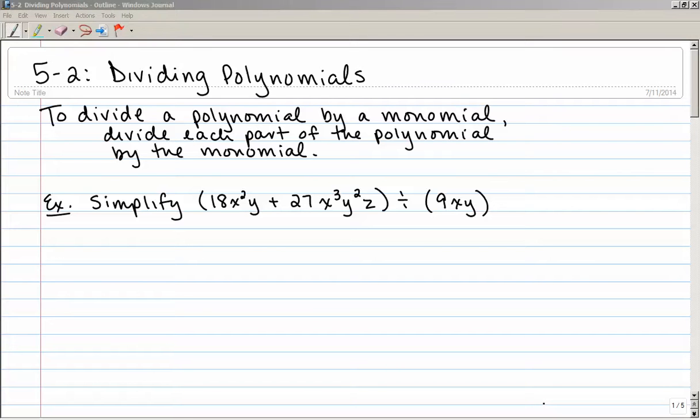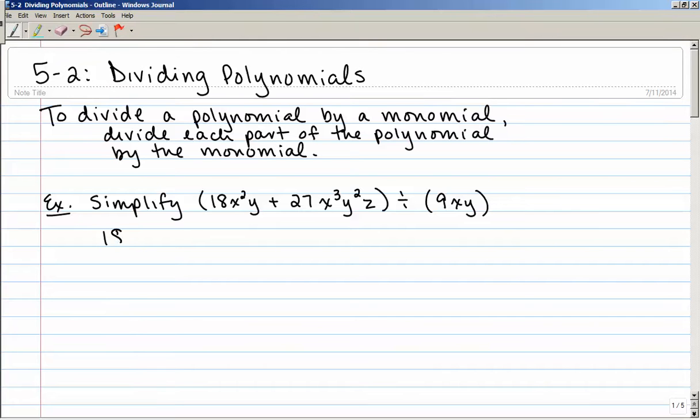Section 5.2 is on dividing polynomials. To divide a polynomial by a monomial, divide each part of the polynomial by the monomial. So, for example, to simplify 18x squared y plus 27x cubed y squared z divided by 9xy, I'm going to rewrite it as division problems.